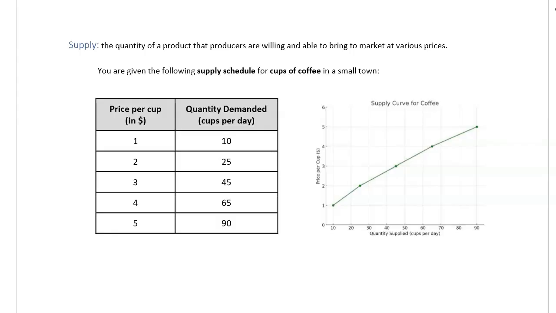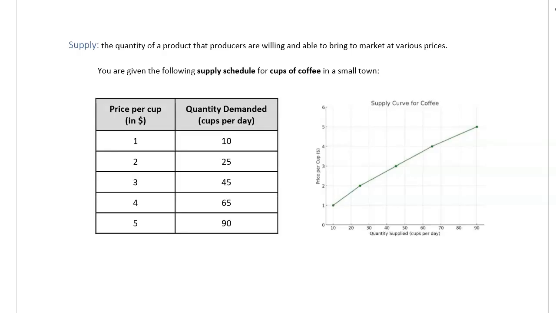Supply is the quantity of a product that producers are willing and able to bring to market at various prices. Now we're going back to our coffee example, but now we're taking the perspective of the supplier. At $1 a cup, we're not going to make a lot of money on $1 a cup. So maybe we only bring to market a quantity of 10. If we can sell it for $2 or $3, then we will prepare more coffee so that we can make more of a profit. You'll see on the table, we've increased the quantity to 25 at $2 a cup and 45 at $3 a cup.